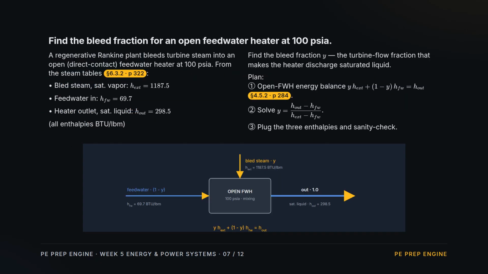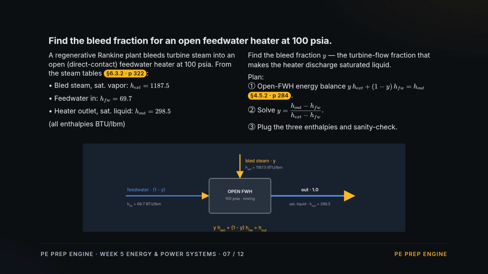Worked problem. A regenerative Rankine plant bleeds steam into an open feedwater heater running at 100 psi absolute. From the steam tables, the extraction steam, saturated vapor at 100, is about 1187.5 BTU per pound mass. The feedwater entering from the condensate pump is about 70. The heater outlet, saturated liquid at 100, is about 298.5. Find the bleed fraction Y.